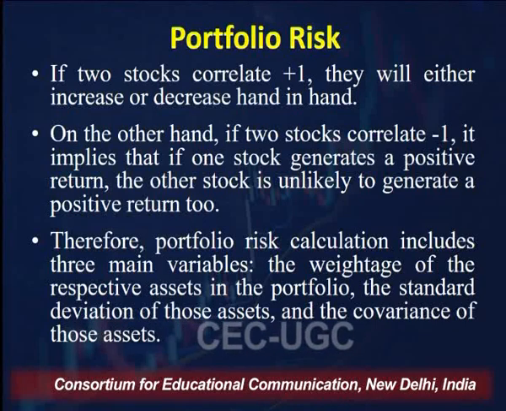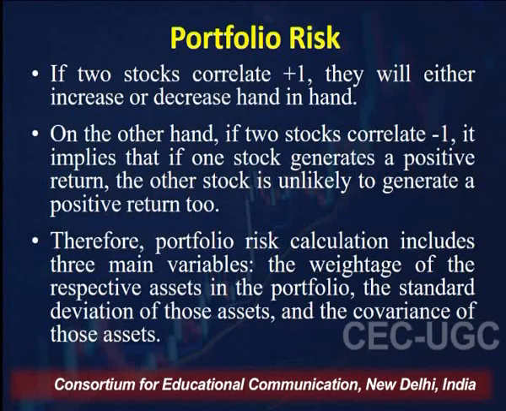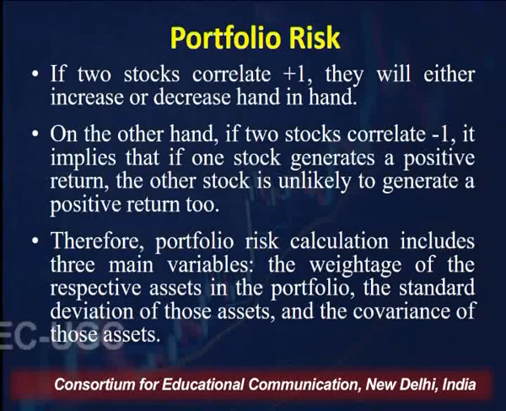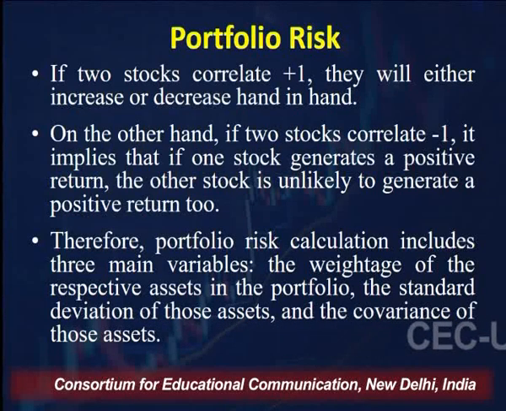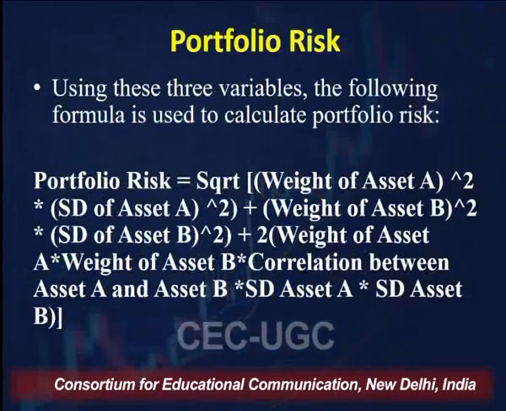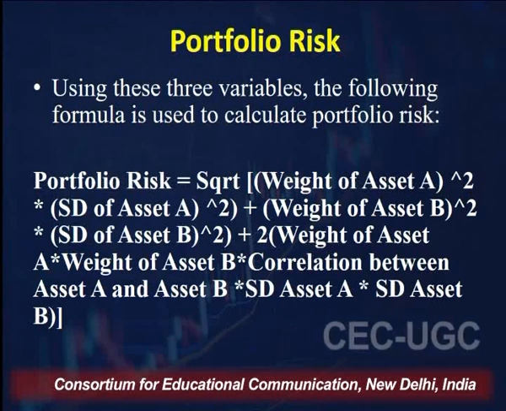Therefore, portfolio risk calculation includes the three main variables I just discussed. The first is the investment, the weightage of the respective asset in the portfolio. The second is the standard deviation of those assets, and the third is the covariance of these assets. So using all three variables, how do we calculate portfolio risk?